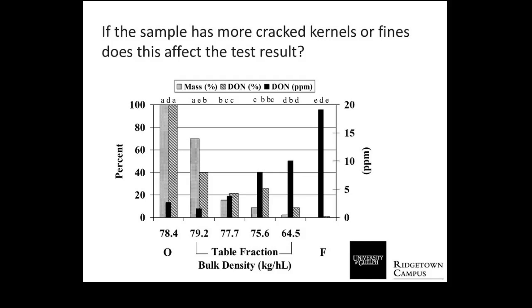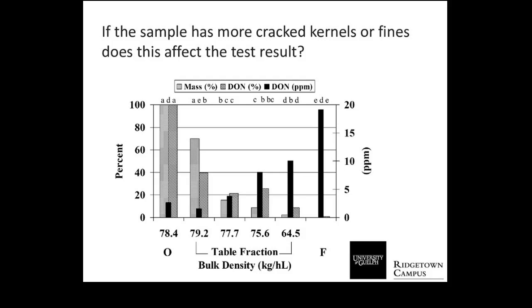Another question, and this was quite a common question early on, is: we're probably finding more DON in the dust and in the fines. If we clean that out, can we affect the test result of the sample? And the other question was, do these fines and the dust that may sit in the lines and sit in the grinder and so on, can they affect the test result of the following sample?